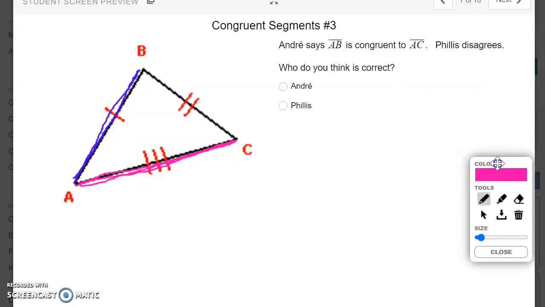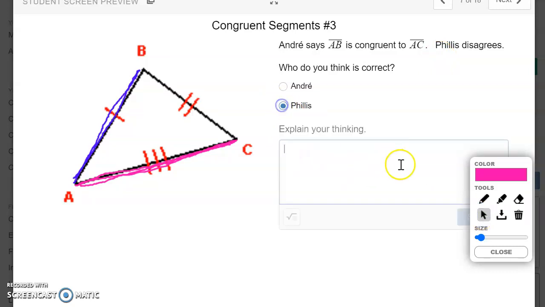So who do you agree with? Andre says they are congruent. Philip disagrees, saying they're not congruent. So I agree with Philip. And you can explain your thinking.